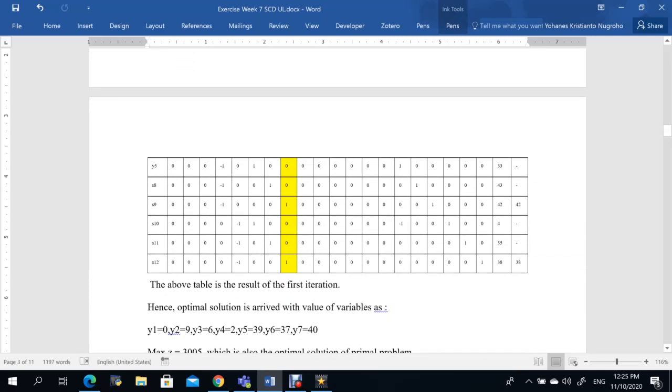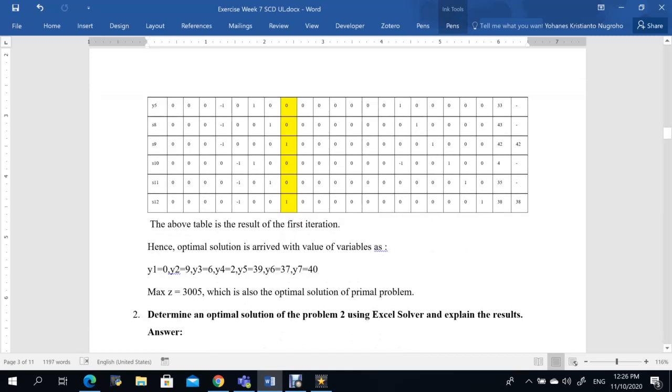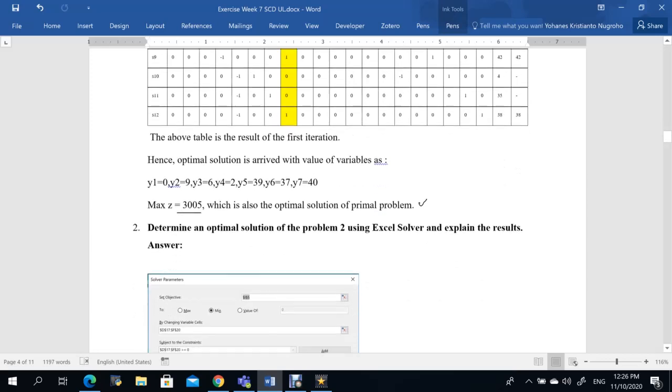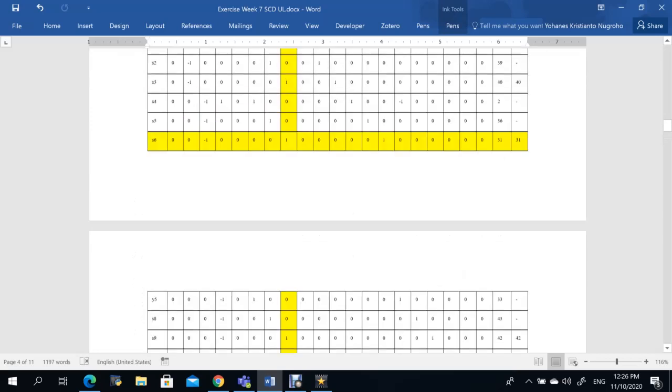And hence, after we do the computation through several iterations, we have the following optimal values of our dual variables: y1 equal to 0, y2 equal to 9, y3 equal to 6, and so on. And the maximum value for z is 3005, which is also the optimal solution of our primal problem. In order to prove this claim, we have problem number 2, to determine the optimal solution of problem 2 using Excel Solver, right? Okay, now let's work with Excel Solver.